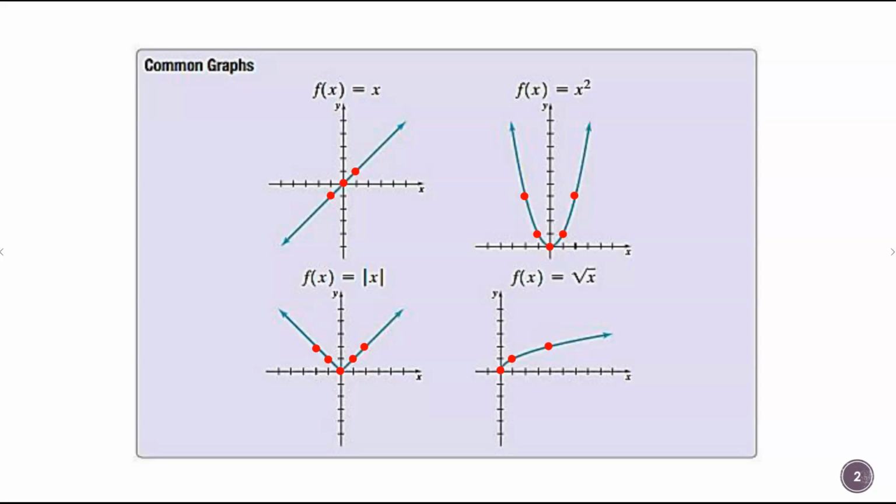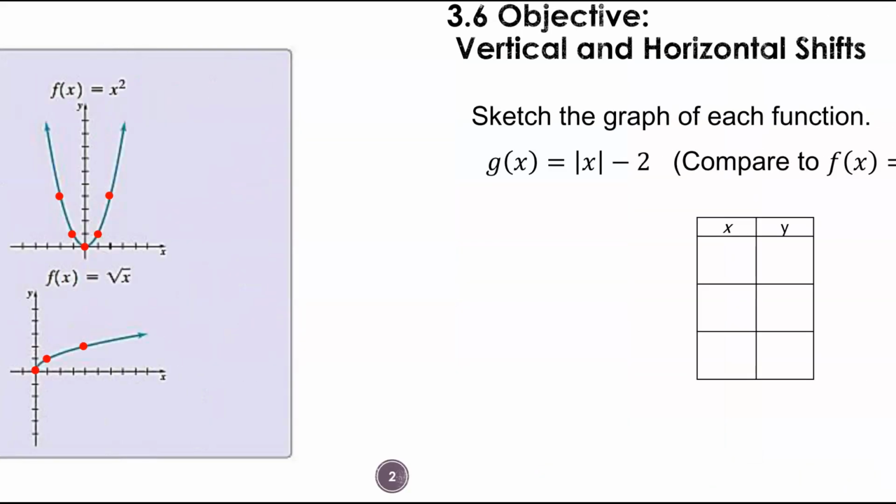Now these are sometimes called parent graphs. Common graphs is a good way to go, and we're going to be using transformations. So we're going to take the basic graph, the common graph, and we're going to shift it up, down, left, right, or reflect it over the x-axis. So those are called transformations, and that's how I'm going to teach this, using the shifting and actually naming what I am doing with this graph.